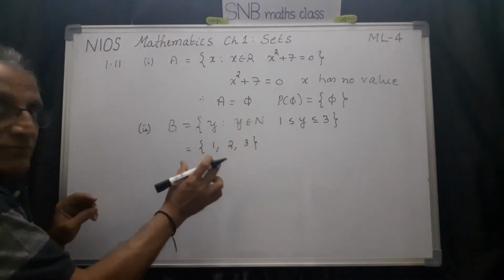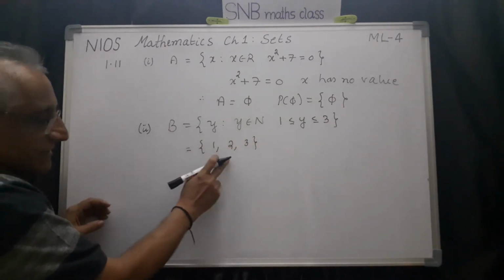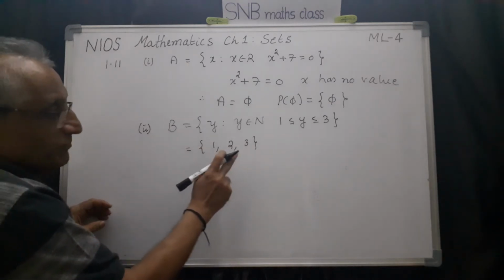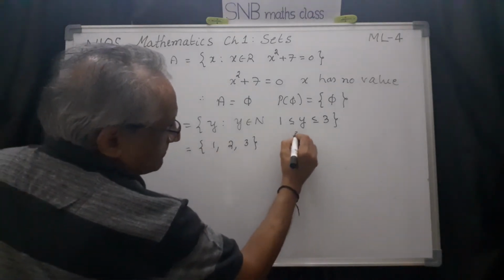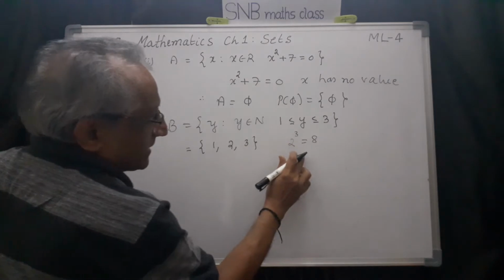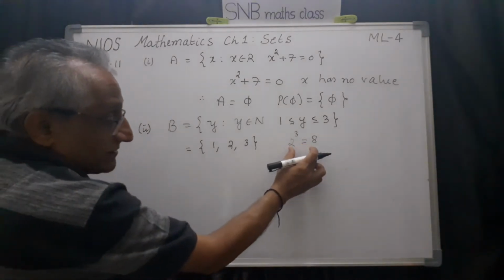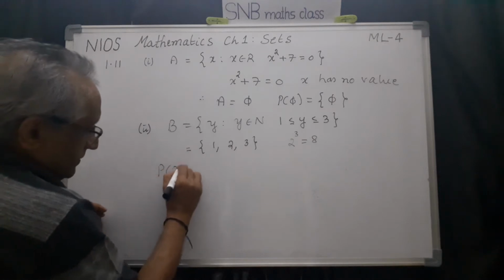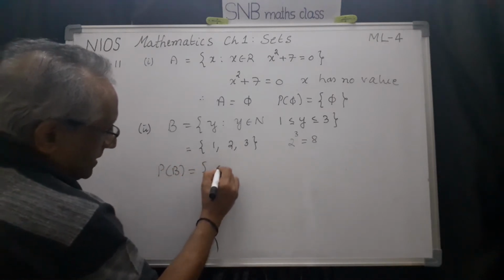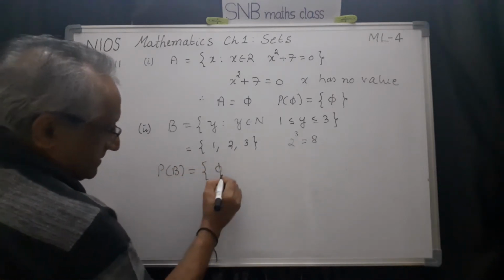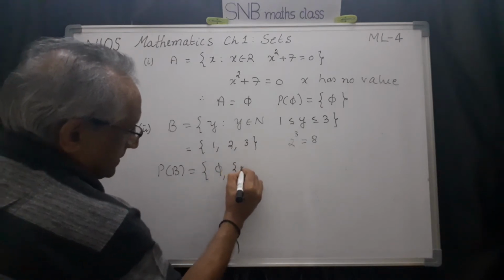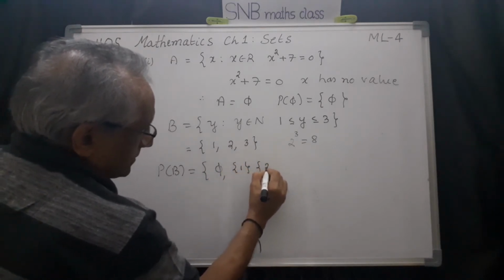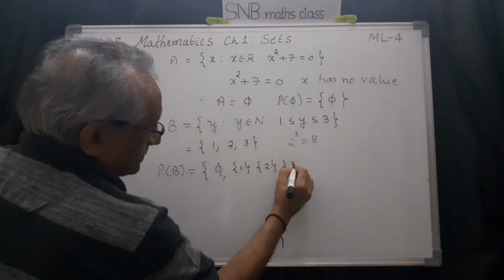And you have studied the property. If a set contains 3 elements, there will be 2 power 3. 2 power 3 means 8 subsets will be there. And we have to write all the subsets in the power set. Therefore, power set of B will be equal to, you have to start with the empty set, that is the first subset, then singleton set 1, then 2, then 3.